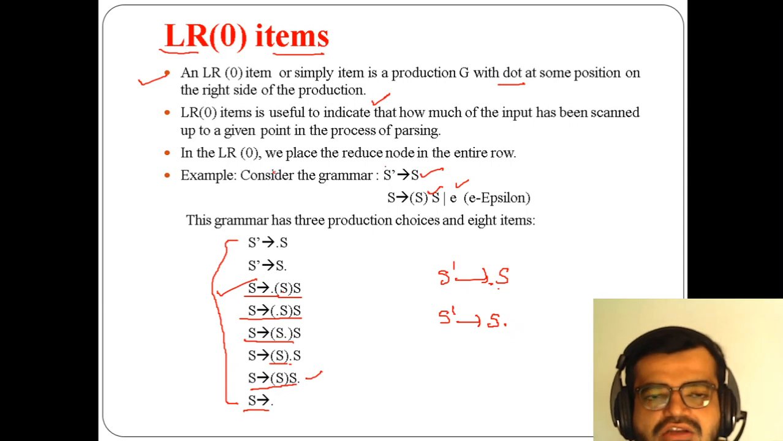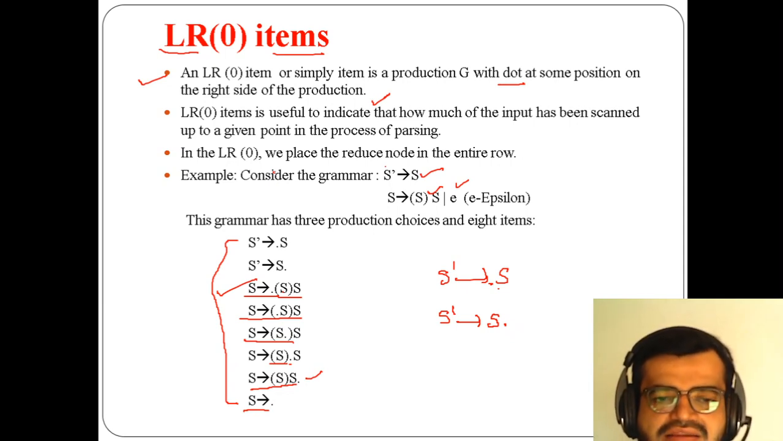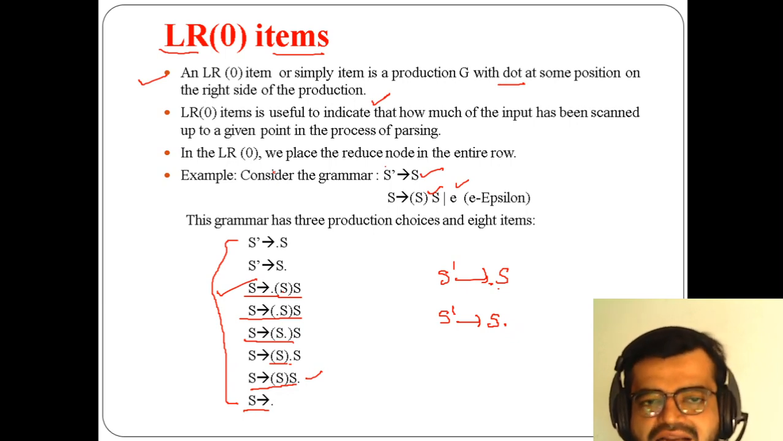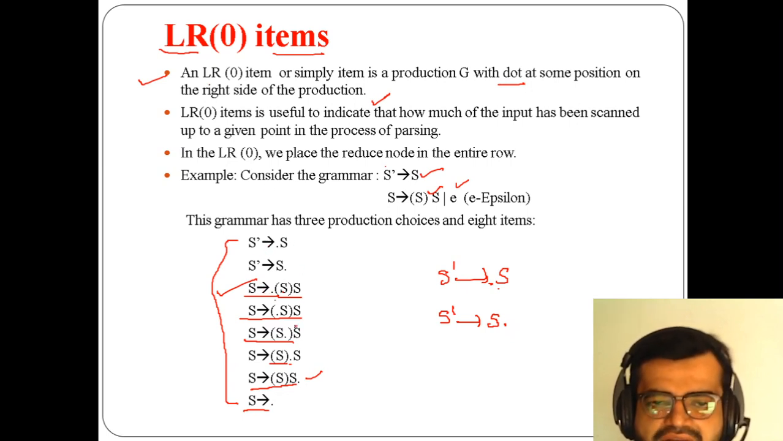The purpose of LR(0) items is that it will verify, that it will ensure that all the symbols at the right hand side of the production have been scanned. It will ensure that all the input which is there at the right hand side has been scanned. And how will it indicate? It will indicate with the help of the dot symbol here. So this is how the LR(0) items will be taken.